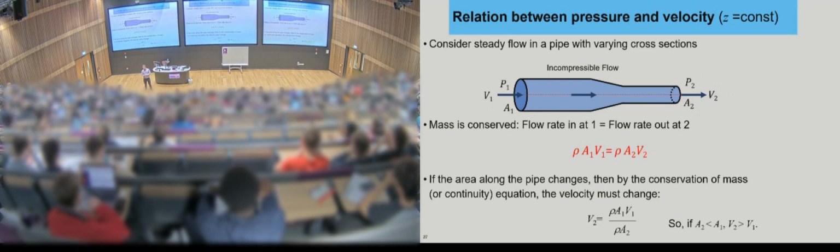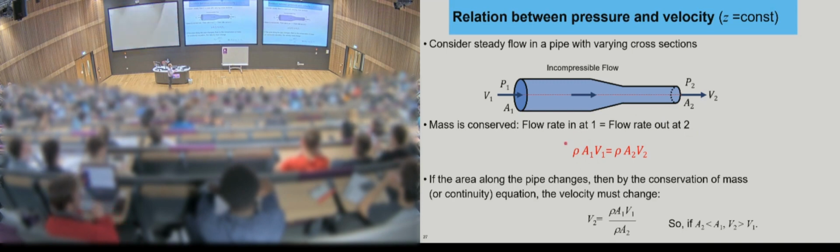We have incompressible flow, and mass is conserved. That means that the mass flow rate at point 1 must equal the mass flow rate at point 2. So rho times A1 times V1, my mass flow rate in, must equal my mass flow rate out, rho times A2 times V2.